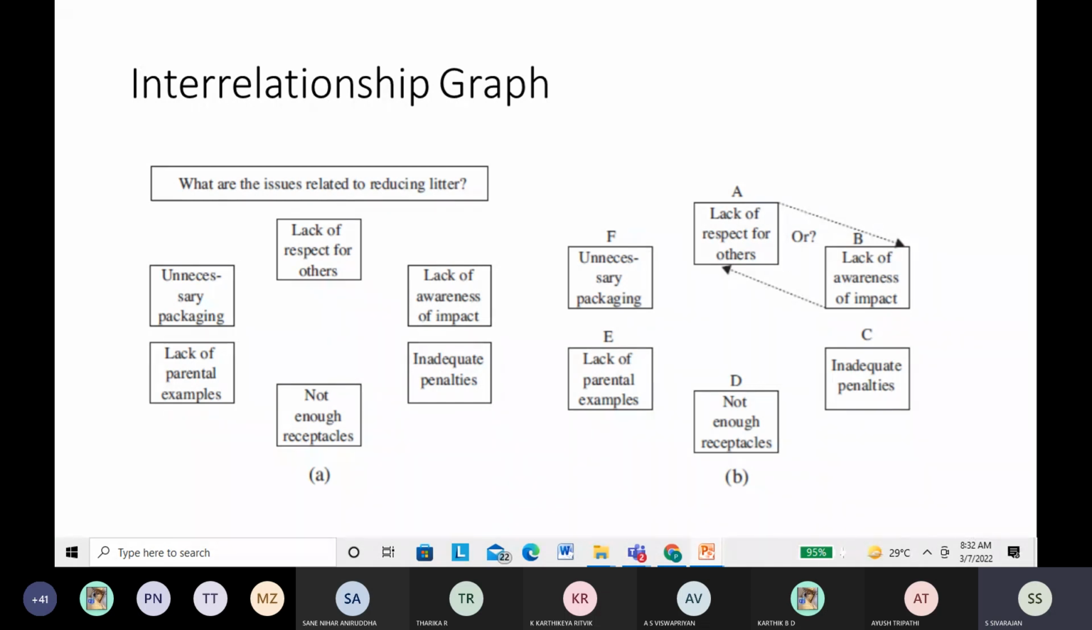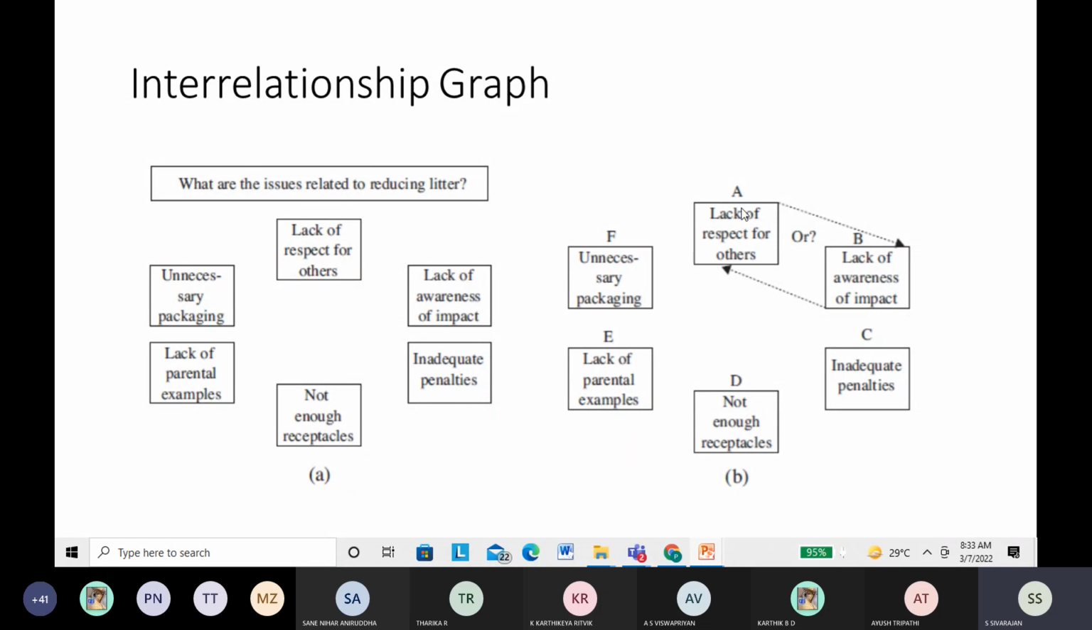The Ishikawa diagram is a very broad cause and effect diagram. So here the effect is that litter has to be reduced. Unnecessary packing and these are all some causes, you know very well. Now we want to identify which is going to be the driver cause and which is going to be the outcome cause. That's what finally we are going to do.